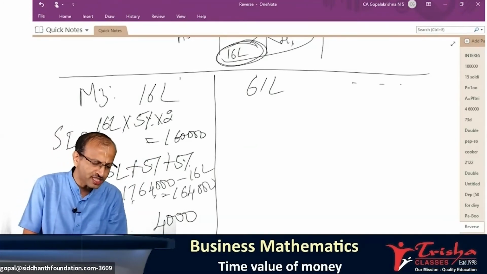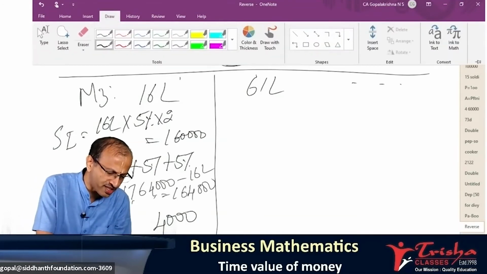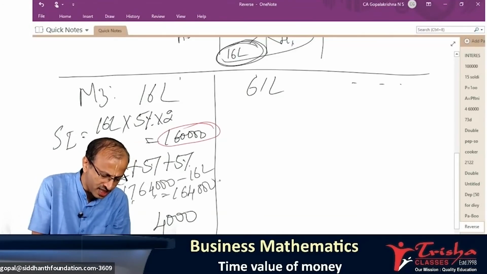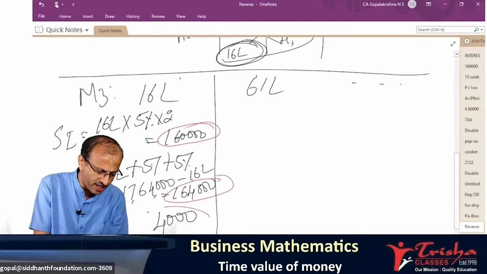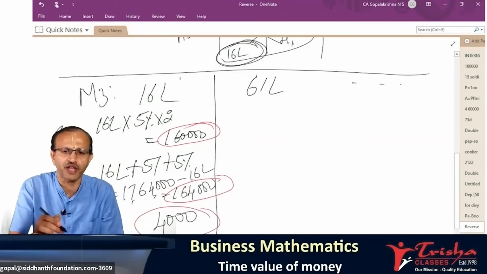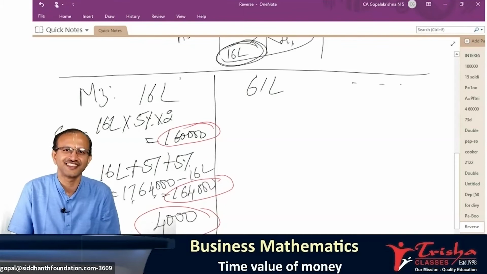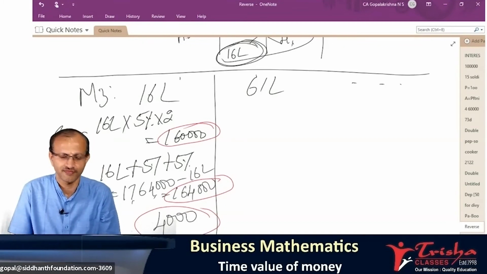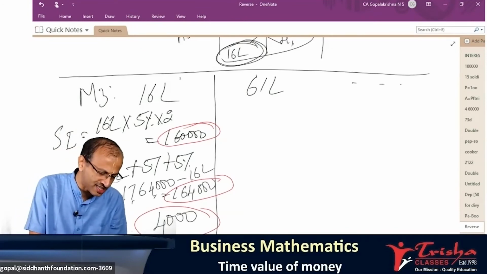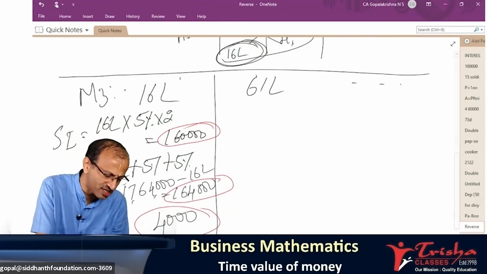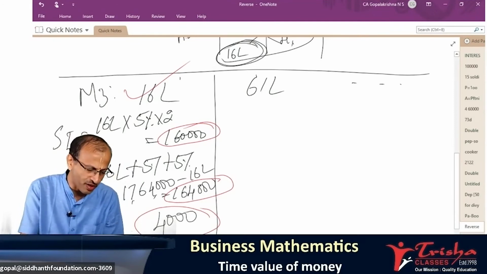Let me know what is the difference. What is the difference between 1,60,000 and 1,64,000? Finally, we arrive. Did you arrive at the correct difference? Yes. So the right answer choice is 16. So this is your method 3.